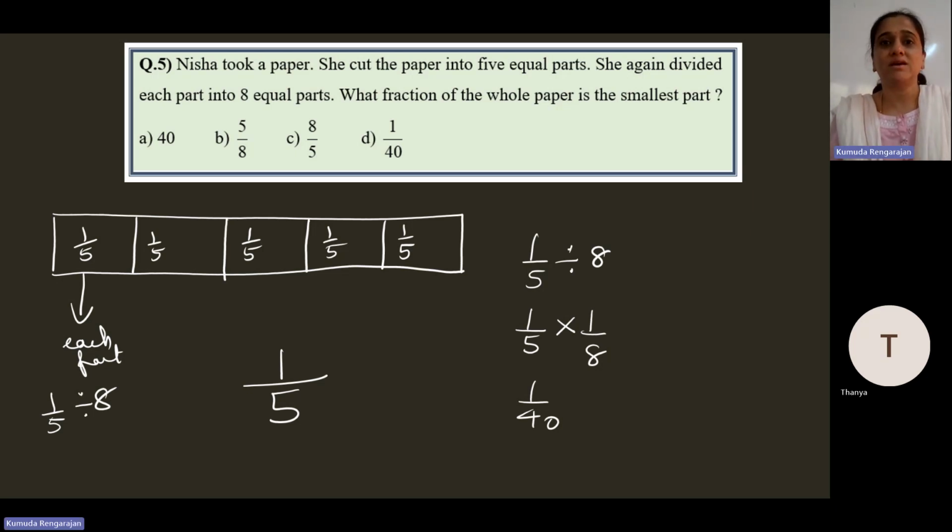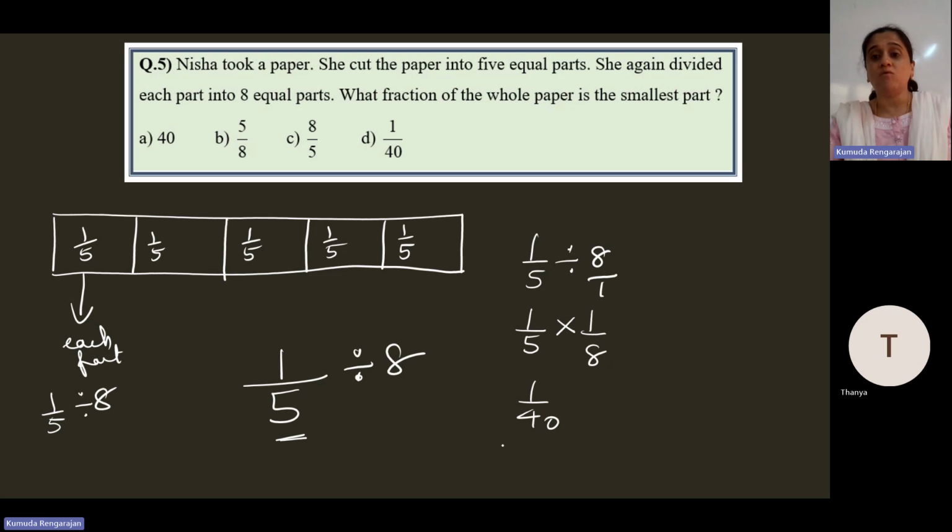So 1 by 5. And further, she divides this 1/5 of the paper into 8 equal parts. So divide that by 8. Like you have so many chocolates, you're distributing them among 8 students, 8 children, 8 friends. Divide by 8. So how do you handle this division situation? Division becomes multiplication, and 8 becomes 1 by 8. So it's 1 by 40. Correct? It's 1 by 40.